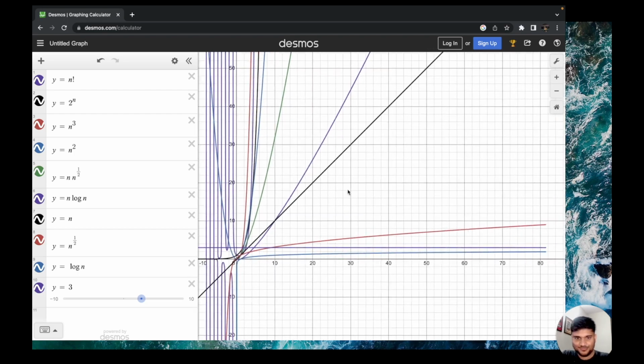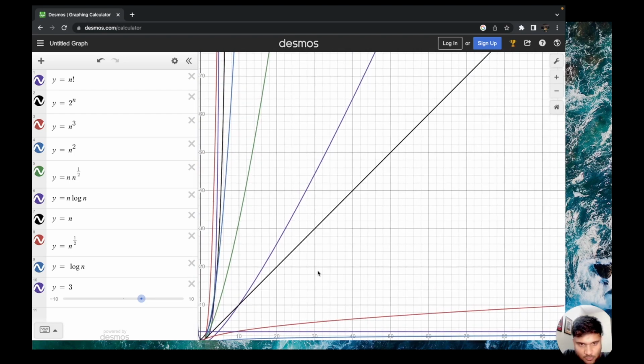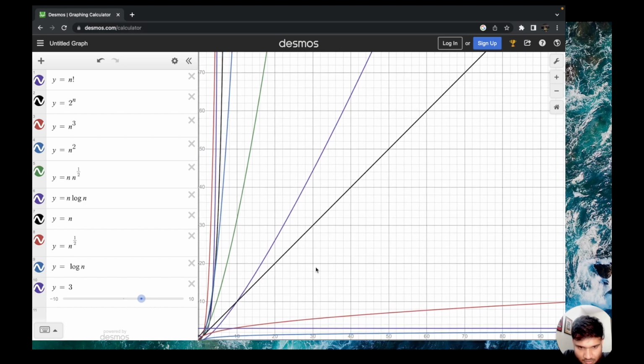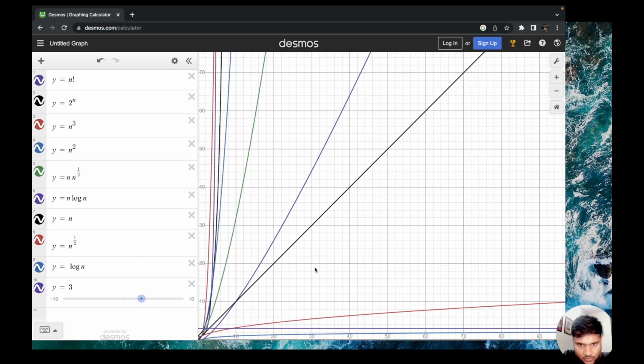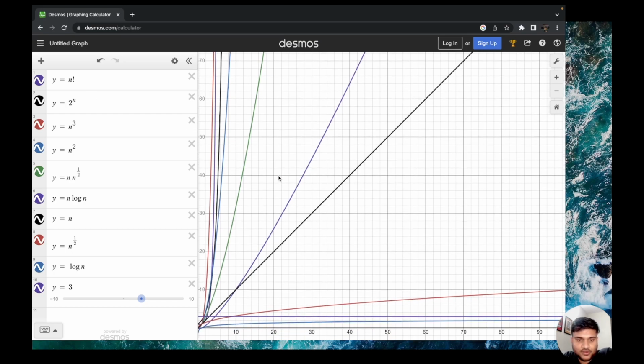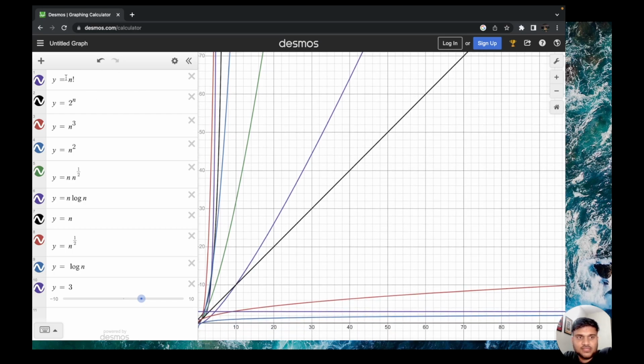I know the overall diagram looks humongous. So let me just show you from the positive part only. n factorial is technically the worst performing rate of growth. If the rate of growth of the algorithm is n factorial, that's the worst. A bit better than n factorial is 2 raised to power n, but still it is very bad.